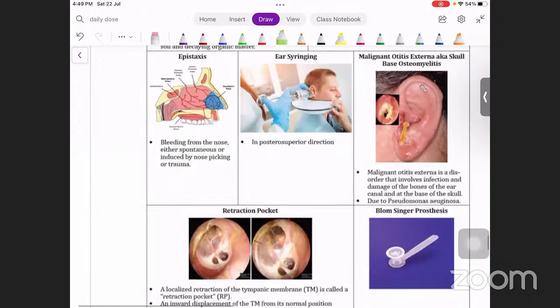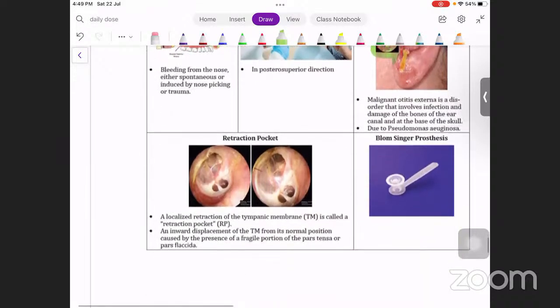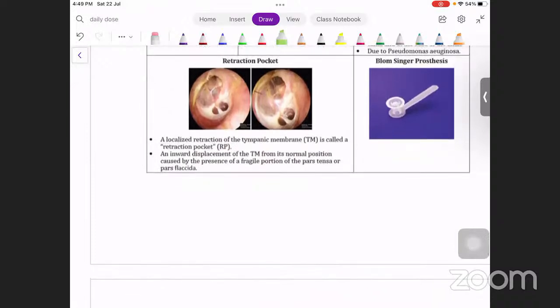Apart from that, epistaxis, bleeding from your nose. We talked about the Kiesselbach plexus and Woodruff plexus, we have both done. And apart from that, malignant otitis externa, which is an infection associated with the base of the skull, and it is due to Pseudomonas aeruginosa. Then you have a retraction pocket, which is a localized retraction of your tympanic membrane.